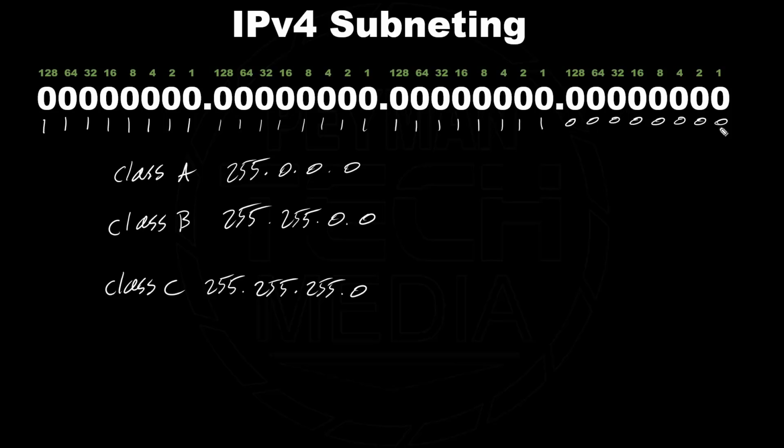Again, in IPv4, we have 32 bits. Previously we talked about the number of hosts. The number of hosts is 2 to the power of host bits, minus 2.